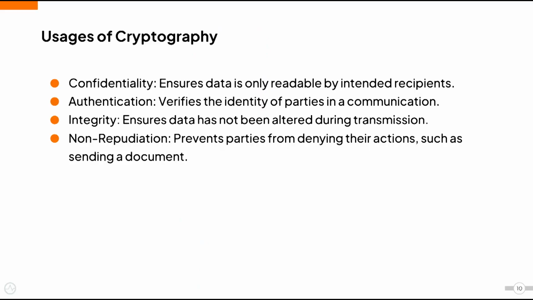So there are 4 main usages of cryptography. First one is confidentiality, which will make sure that only the intended parties are reading the message, which is mainly done through message encryption. Next, we have authentication, which verifies the identity of the parties in the communication. This is mainly done through digital certificates. I'll explain what a digital certificate is in a later slide.